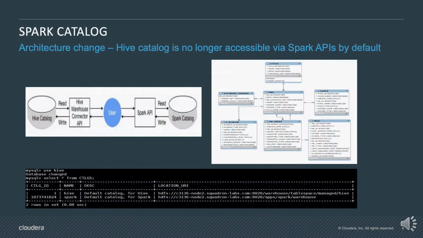In HDP 3.0 and later, Spark and Hive use independent catalogs for accessing their own tables. This means that a table created by Spark resides in the Spark catalog, while a table created by Hive resides in the Hive catalog.